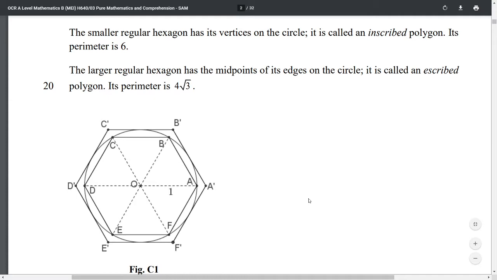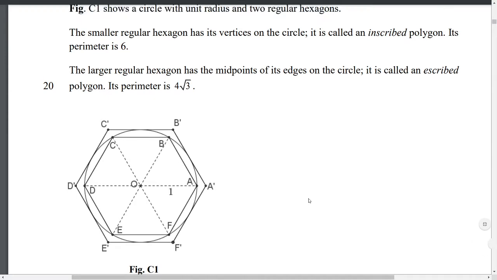So explain why the perimeter of the smaller hexagon is 6. Because the radius of the circle is 1, and the hexagon is split into 6 equilateral triangles. So the edge of the hexagon is also 1, and then it has 6 edges. Perimeter is 6.